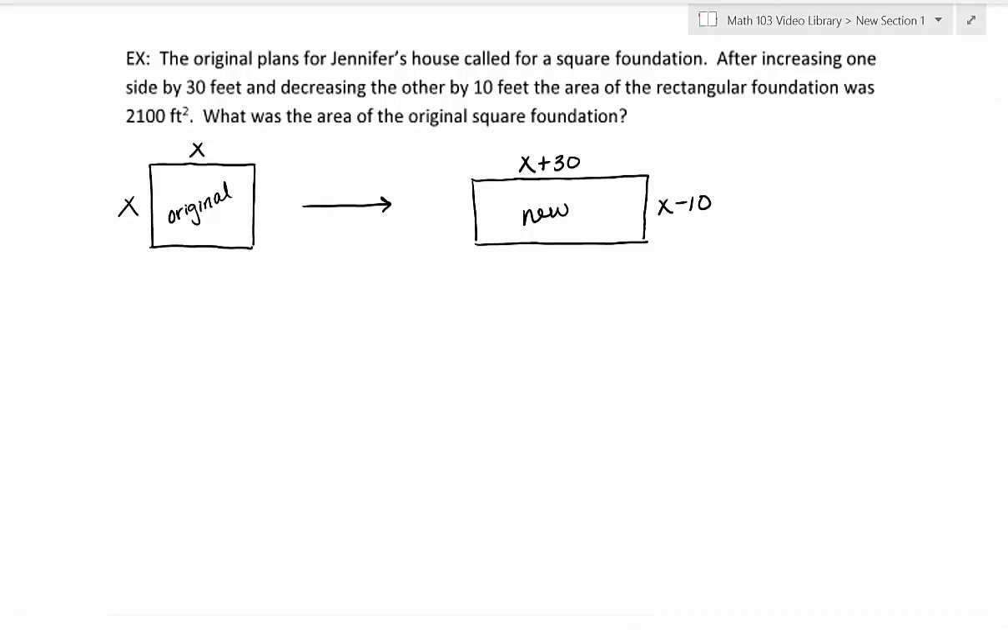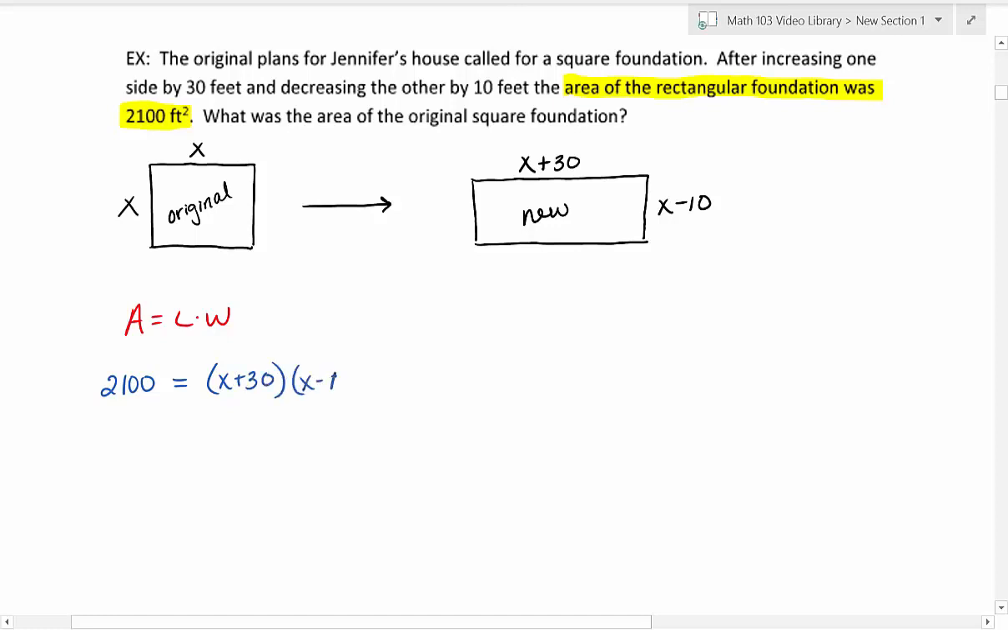The application tells us that after the change was made, the area of the rectangular foundation was 2,100 square feet. So we're going to be using our area of a rectangle formula. Area of a rectangle is length times width. We know that the area is 2,100. We know the length to be x plus 30 and the width to be x minus 10. Now we need to solve this equation.